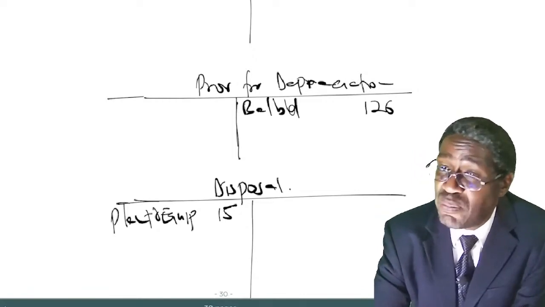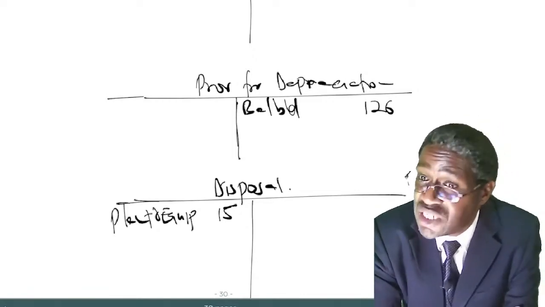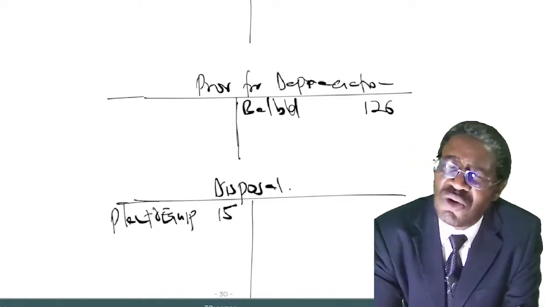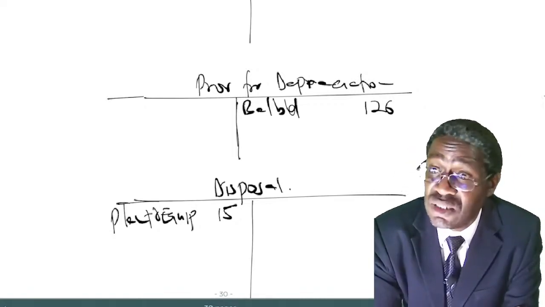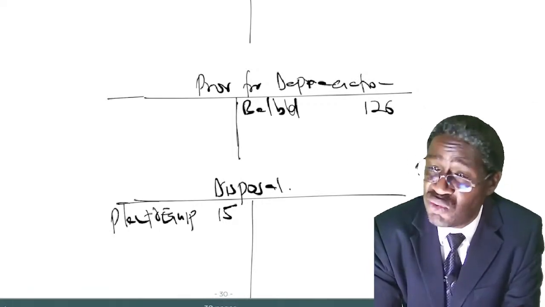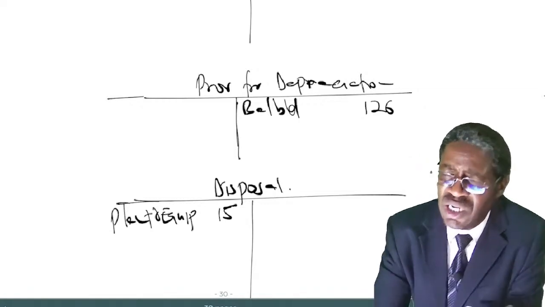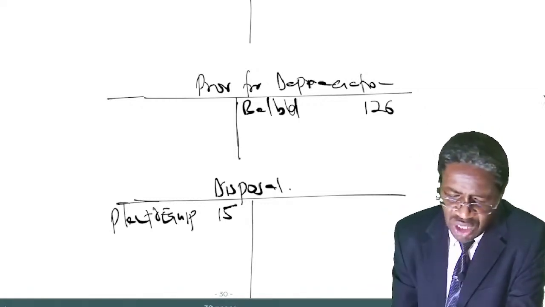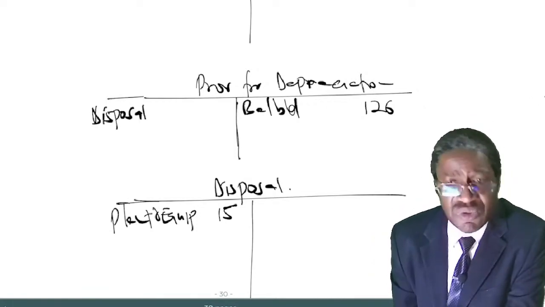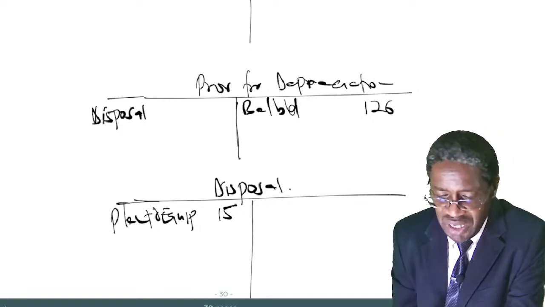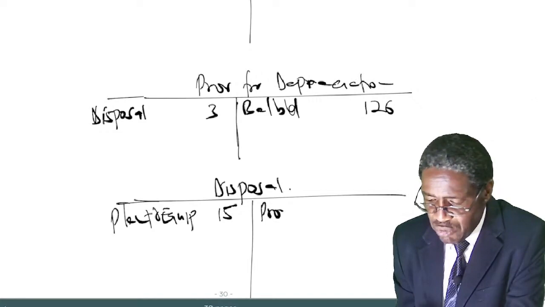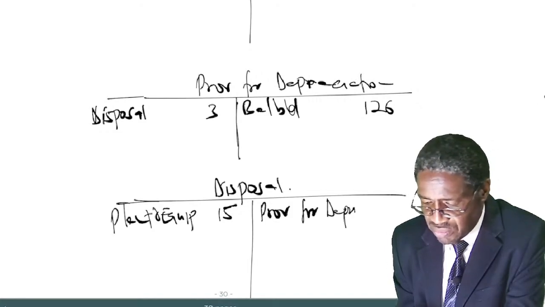Remember, together with the other plant and machineries, we have been depreciating them, carrying down the balance. So out of this breakdown of 126, there is a 3 million there, which is for the asset that we have sold. So remove it from there and take it to the disposal account. So come and debit provision for depreciation by that 3 million, and you credit disposal, and you say your provision for depreciation.